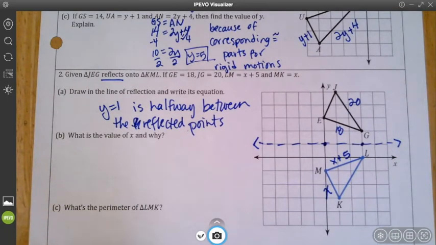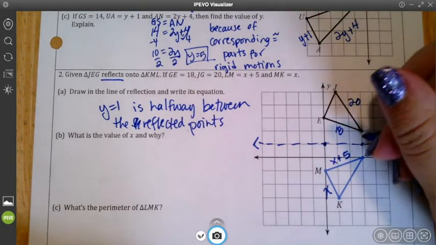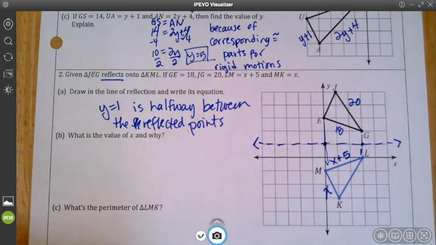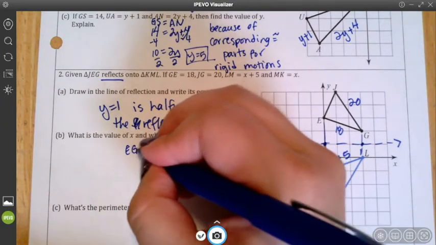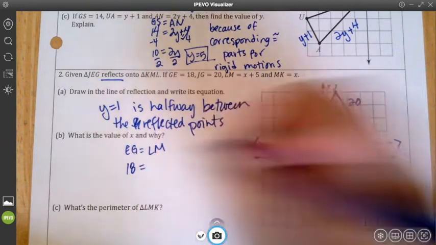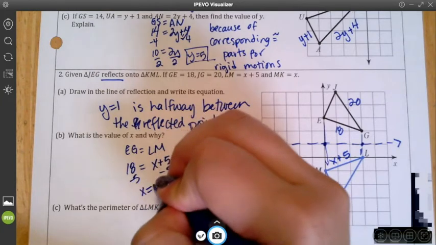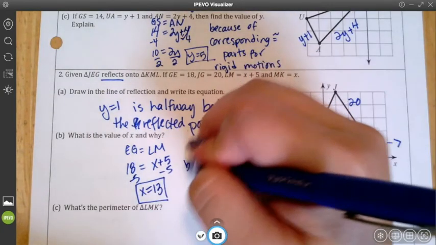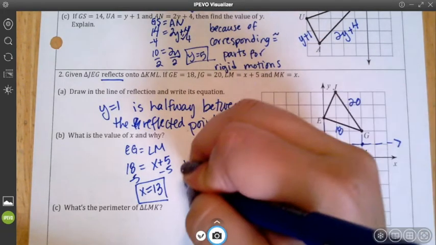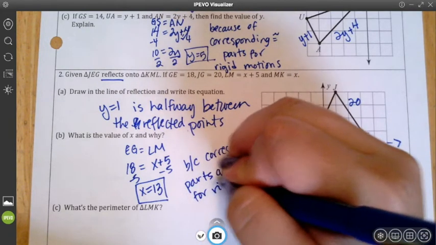Well, again, we have corresponding parts. So if EG is here, it would reflect onto, well, G goes to L, E goes to M. So EG corresponds to LM. That means EG equals LM. Well, EG is 18. LM is x plus 5. Minus 5, x equals 13. Again, because corresponding parts are congruent for rigid motions.